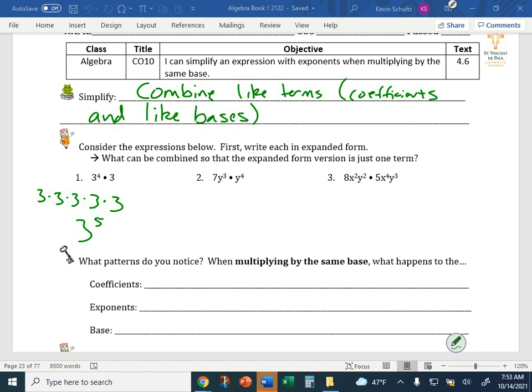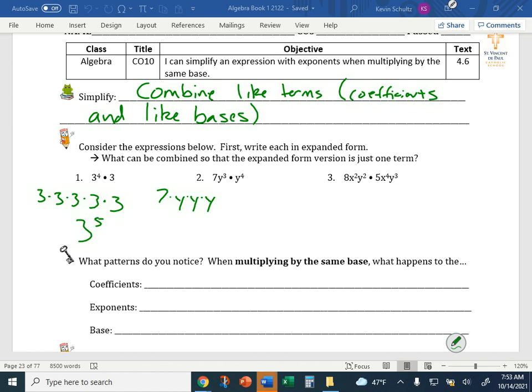Okay, the next one, 7y cubed times y to the 4th. Let's start by writing 7y cubed out first. Crinkle, what is 7y cubed in expanded form? 7 times 7 times 7 and No. 7 times y. Yes. And then I know what to do. You add the two exponents together, and then you add that number of y.